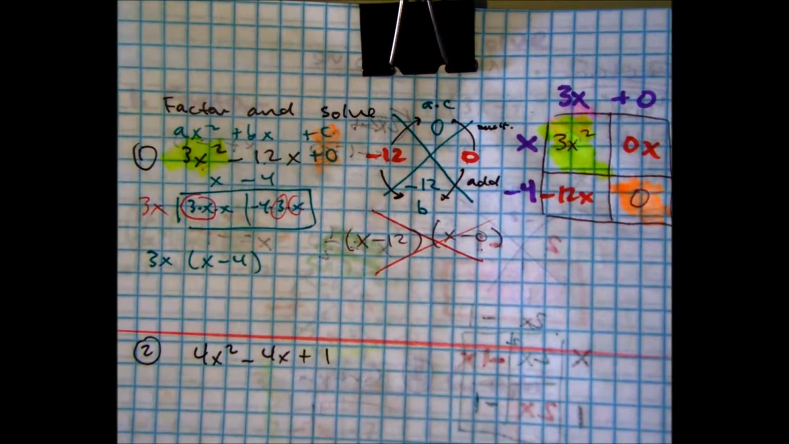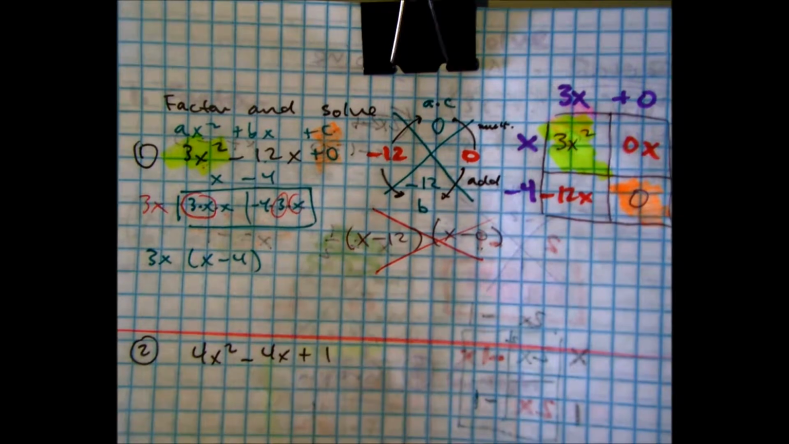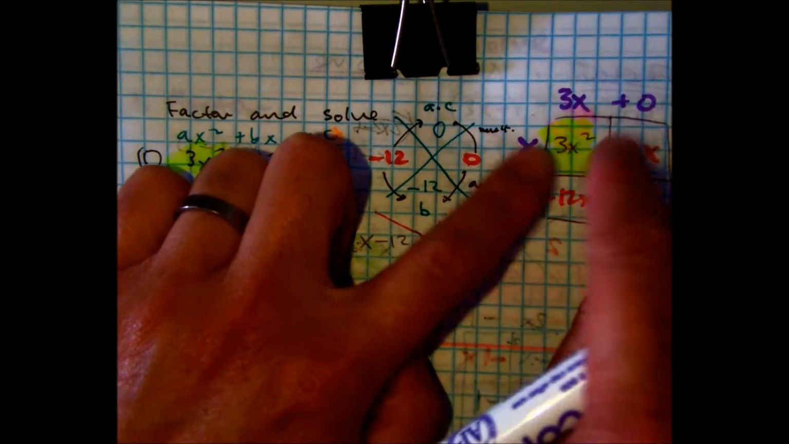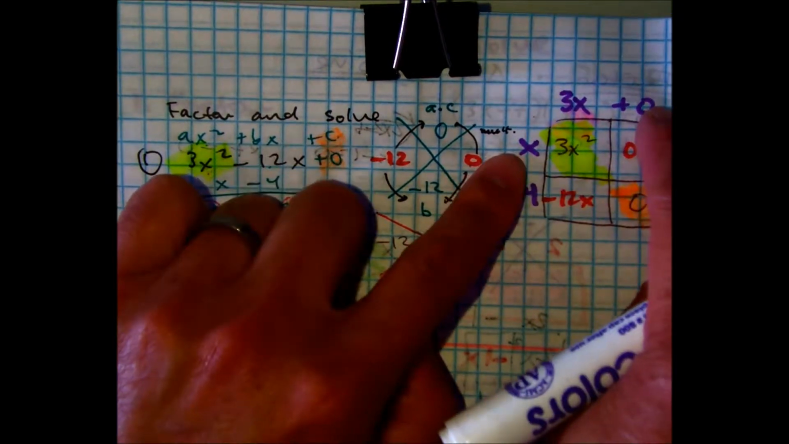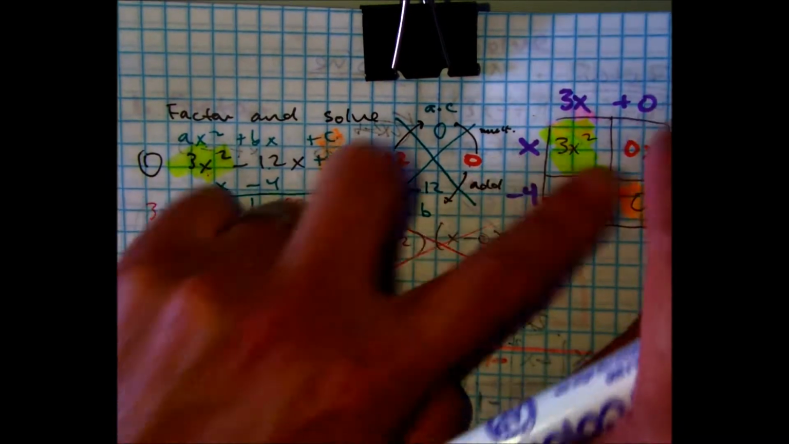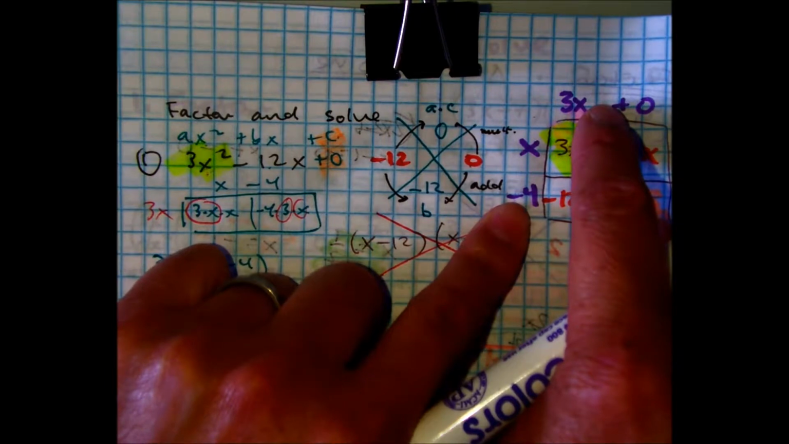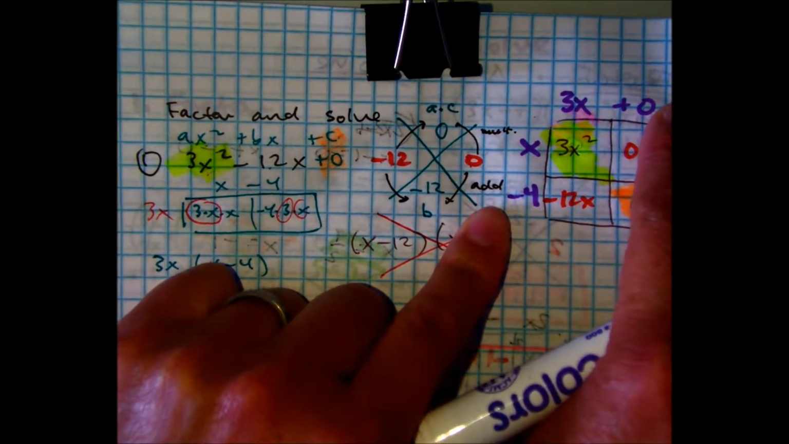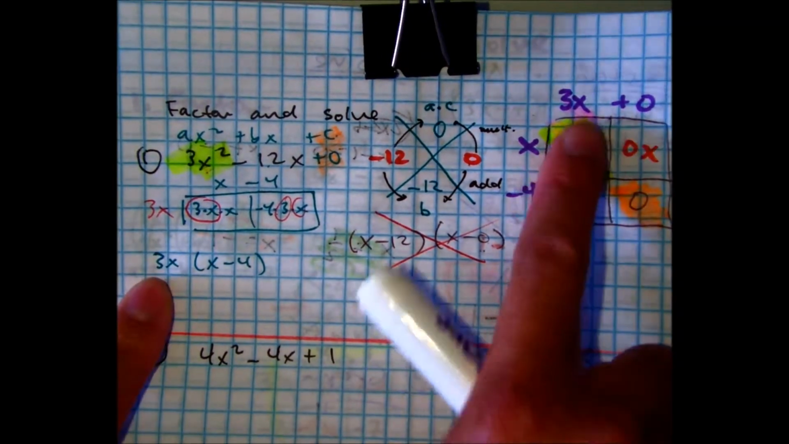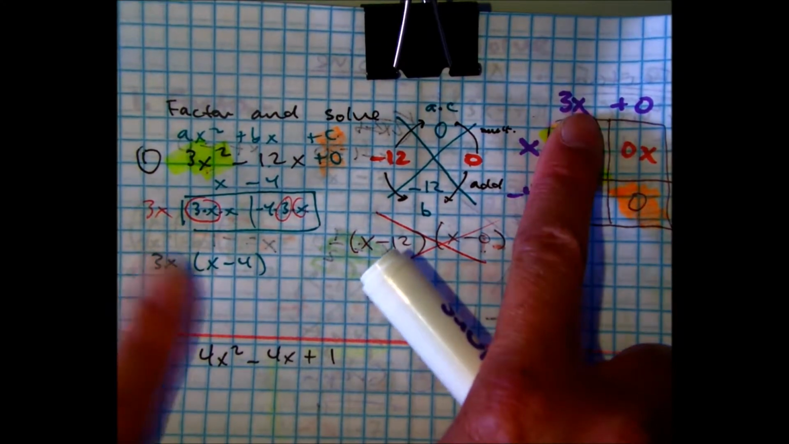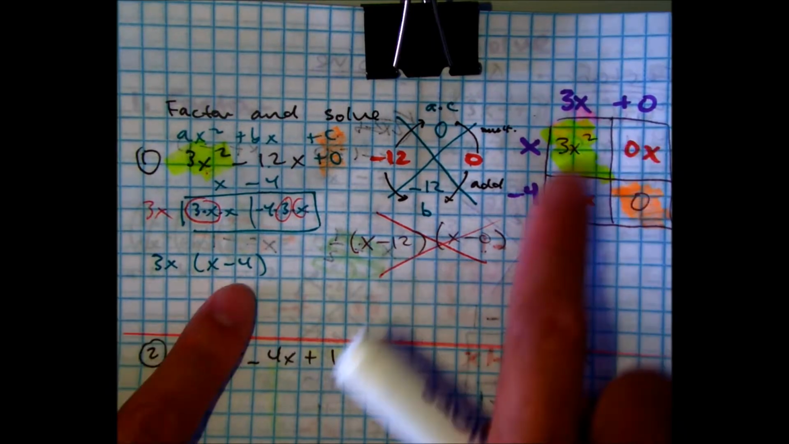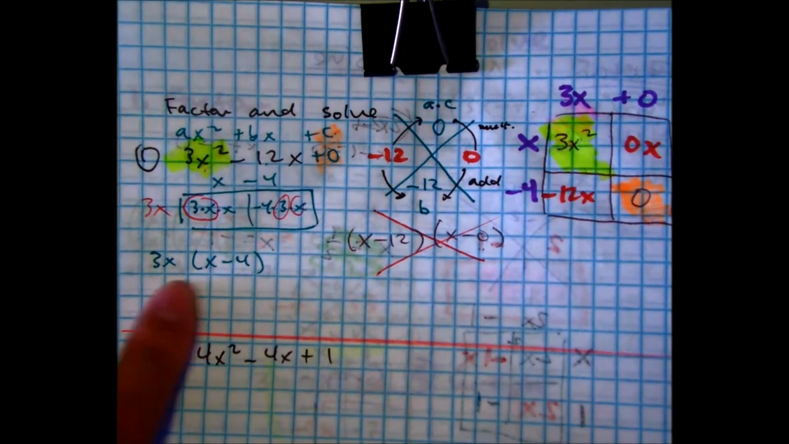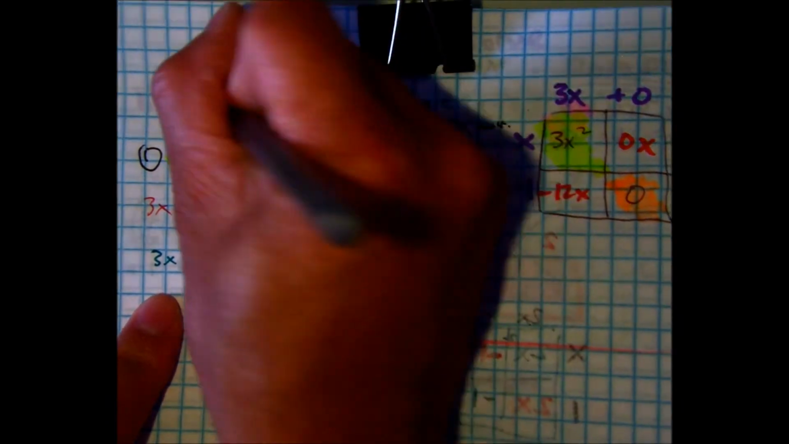So here, this is just like area. You multiply to get area. So class, what's 3x times x? 3x squared. 0 times x? 0x. 3 times negative 4? Negative 12x. 0 times negative 4? 0. Do you see how that's the same? 3x plus 0 and x minus 4. We've just factored. Let's now solve.